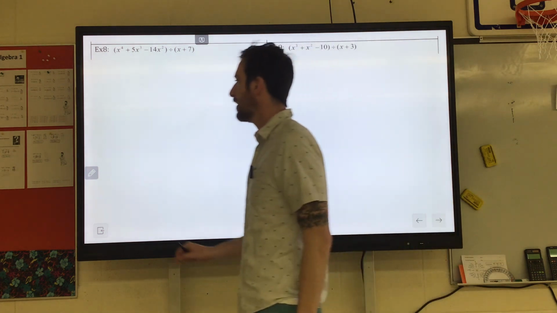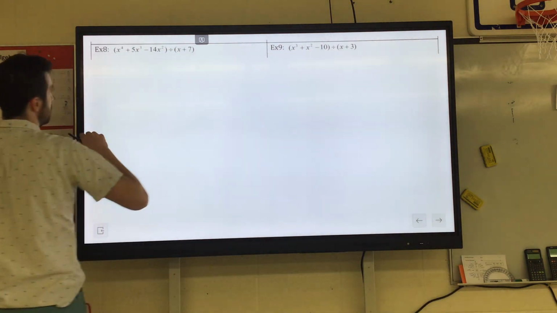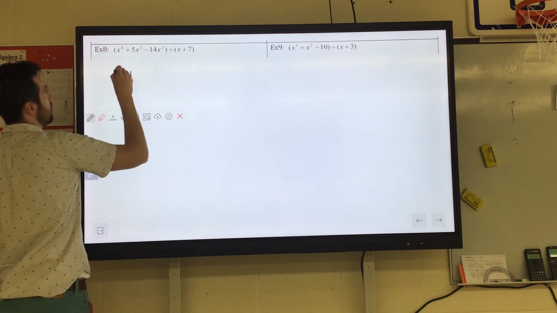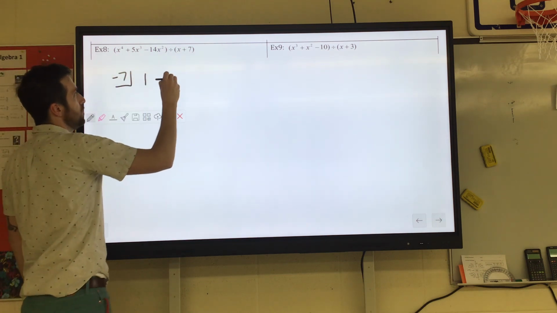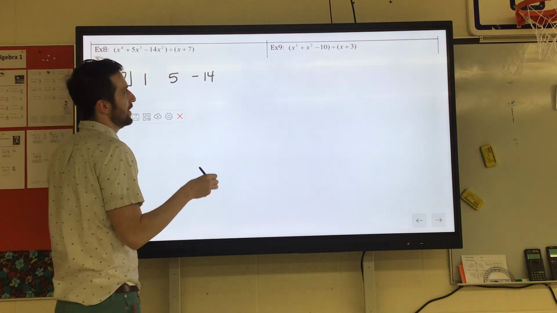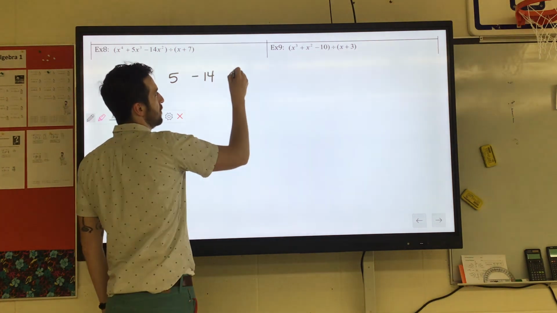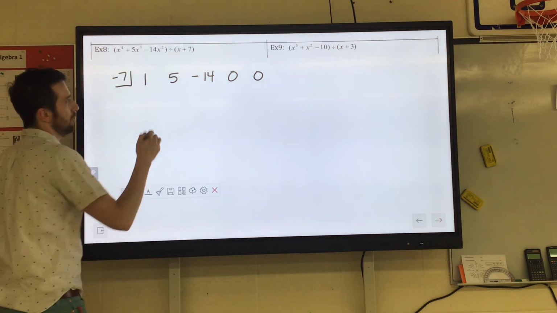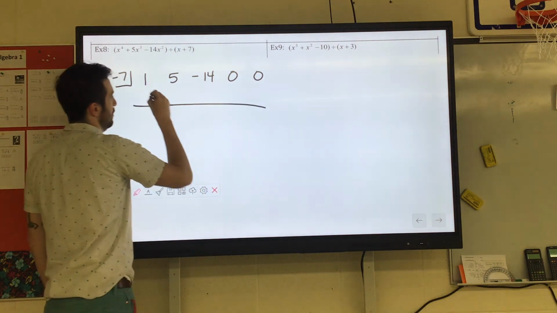Ooh, dividing by x plus 7. In the box, I'm going to put a negative 7. We have 1x to the fourth, 5x to the third, negative 14x to the second. I want to put a 0 for the x to the first, and then a 0 for my constant. Again, we might not need to go that far, but just in case.